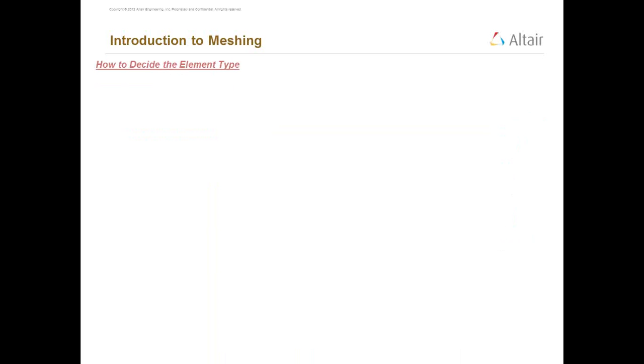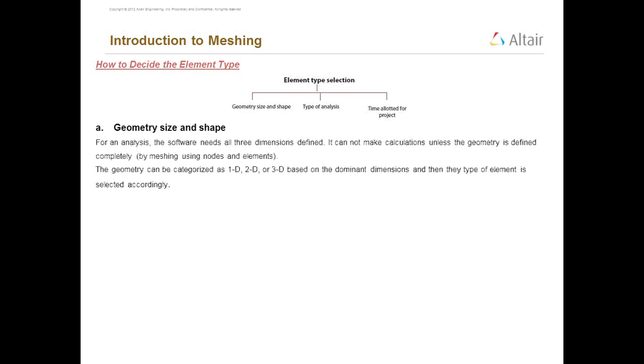Then the next question arises: how to decide the element type. Say for a particular component, how can we decide what type of element we should use? So the element type selection can broadly be classified as geometry, size and shape, type of analysis, and time allotted for the project. So first is geometry, size and shape. We will discuss all of them one by one.